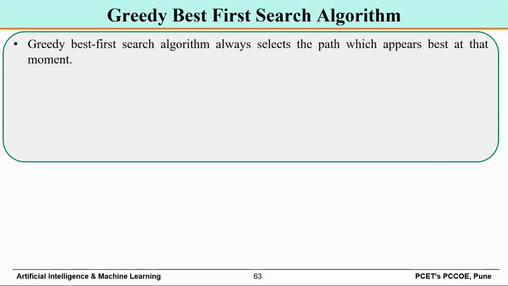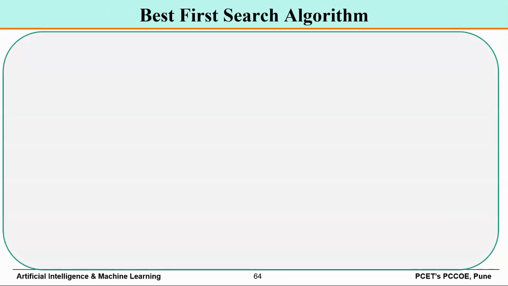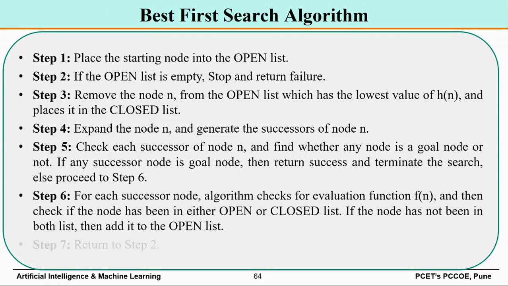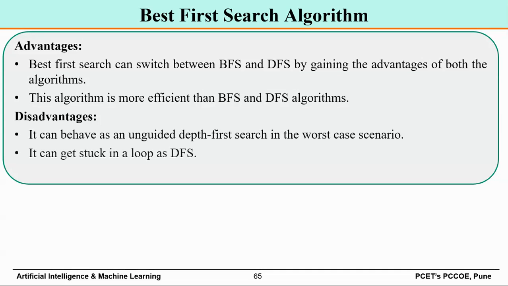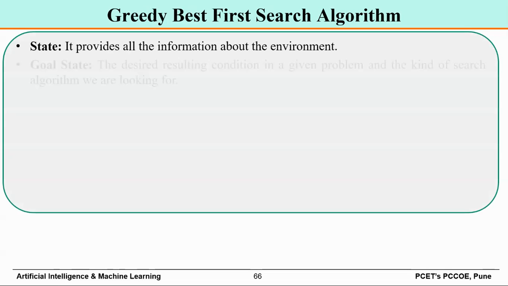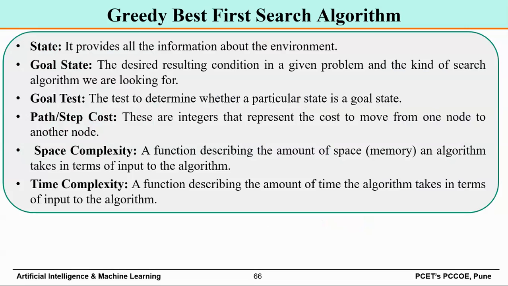Again we will go to the greedy best first search algorithm. It is the combination of both, that is depth first and breadth first. Much information is there, I will not go into that. You can read afterwards, because I have mentioned there are so many things and it may be boring, but we will take one example.